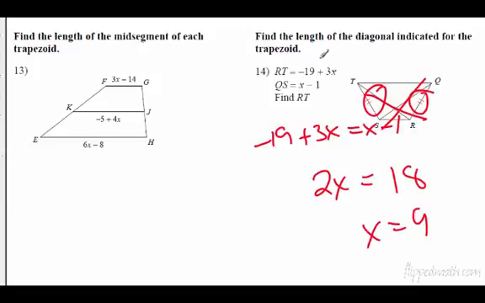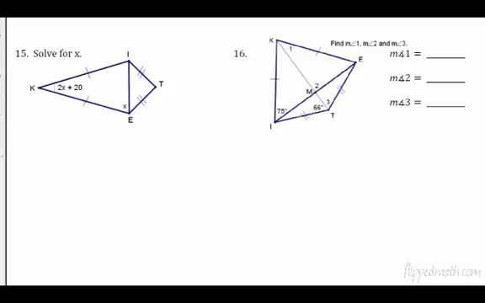Find RT. Plug a 9 in. You get 27 here. And negative 19 plus 27, what's that all equal? 8. All right, so RT equals 8. I know I'm going fast, but we have so much stuff in this chapter.